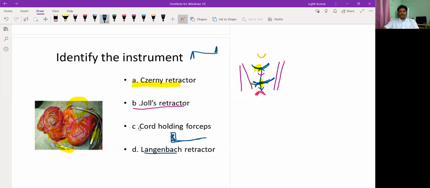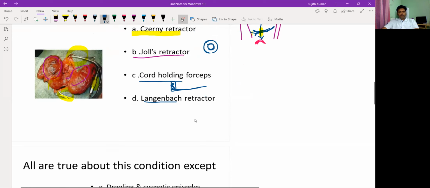And this instrument, the cord holding forceps, looks like two semicircles. The blades will be two semicircles. If you close the blades, it forms a complete circle. This will hold the spermatic cord structures in hernia surgeries. Okay, we'll go to the next question.